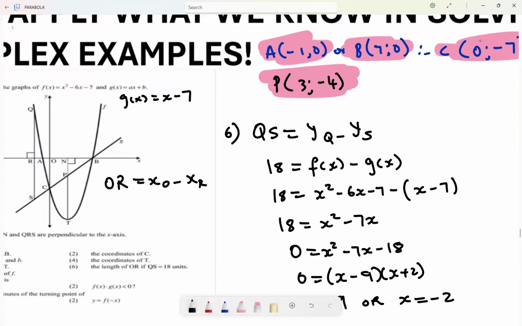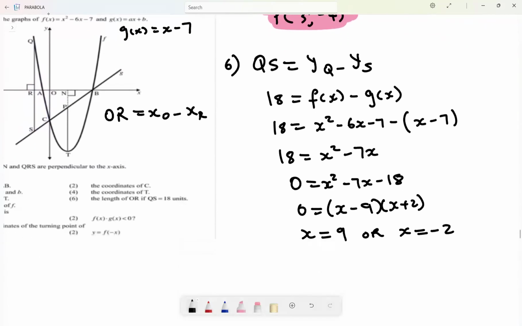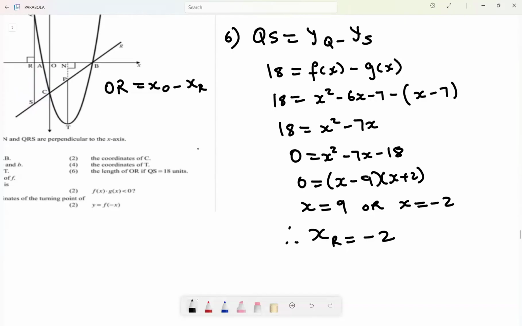It is negative. So therefore, the x-coordinate of R is going to be -2, because it lies on that same line. The 9, we do not care about it because it is somewhere where we do not know. Remember, point O has a coordinate of 0 and 0. So for OR, it's going to be the x-coordinate of O, which is 0, minus the x-coordinate of R. We just found that it is -2. Therefore, OR is equal to 2 units.